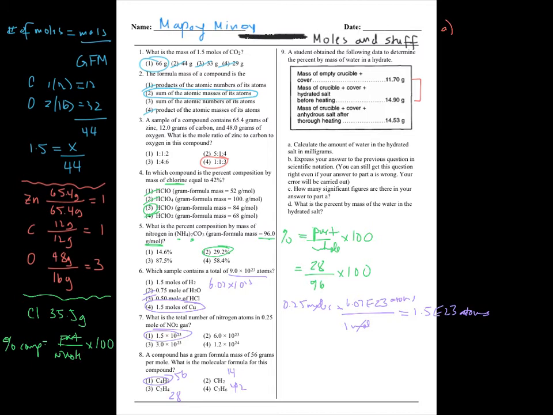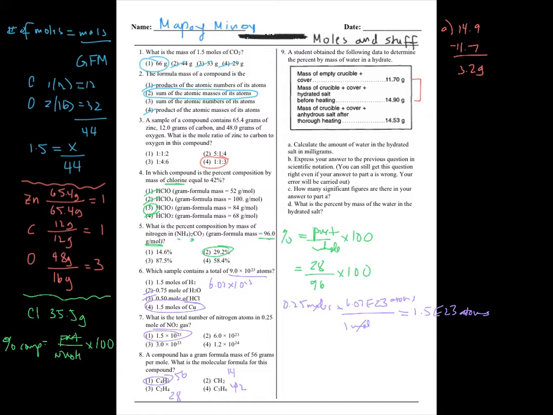14.9 grams is the mass of the crucible and the cover and the hydrated salt before heating. Because when you heat it, you evaporate away the water and it becomes anhydrous. Okay, so we're looking at these two things. If we subtract these two numbers, we get the hydrated salt by itself. And we get 3.2 grams.